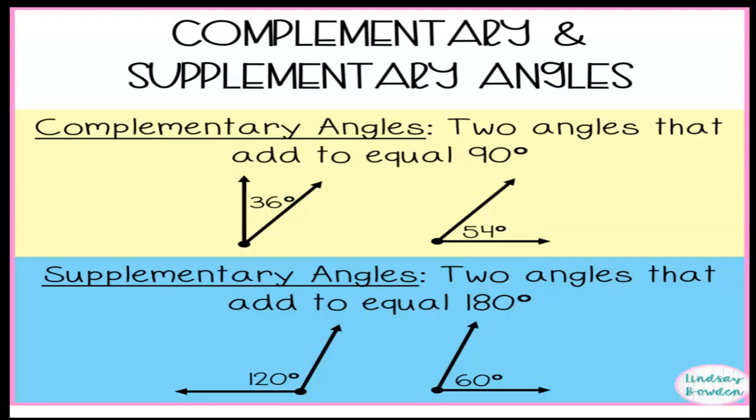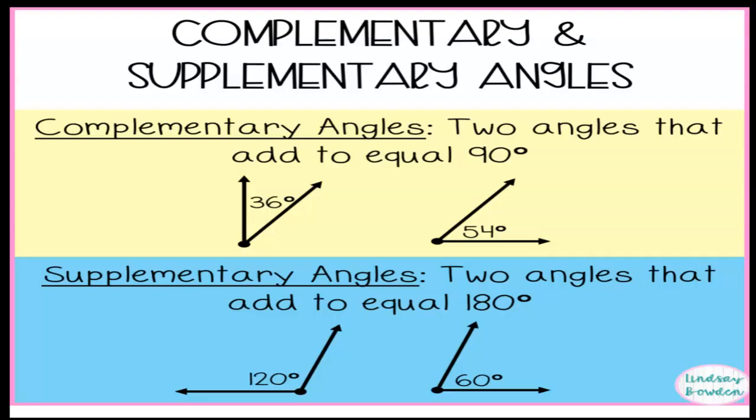Complementary and supplementary angles. Though these vocabulary words should be a review, many people forget them. So let's go over what they are. Complementary angles are two angles that add up to equal 90 degrees. 36 plus 54 gives you 90. Therefore, these two angles are complementary.